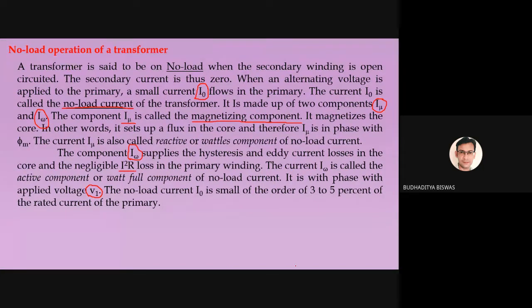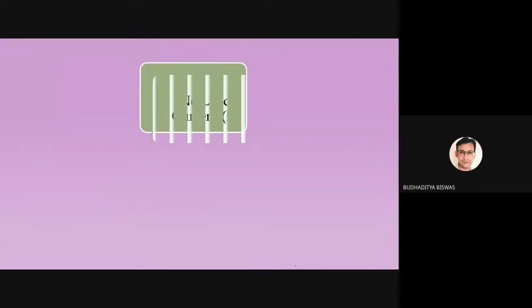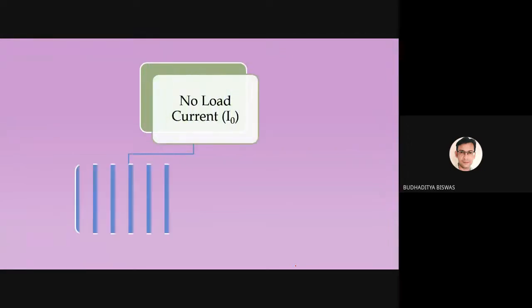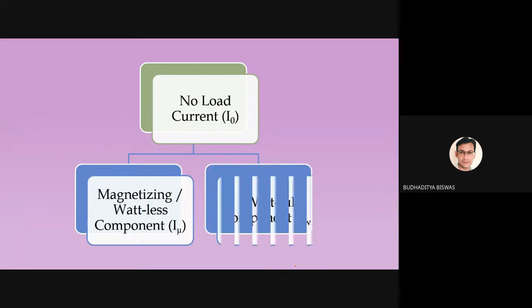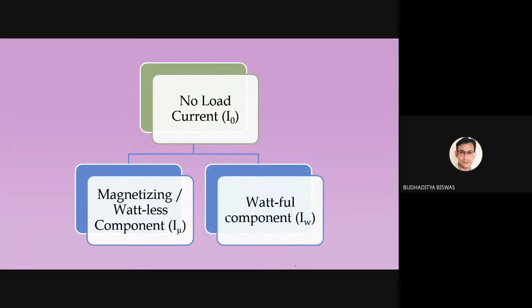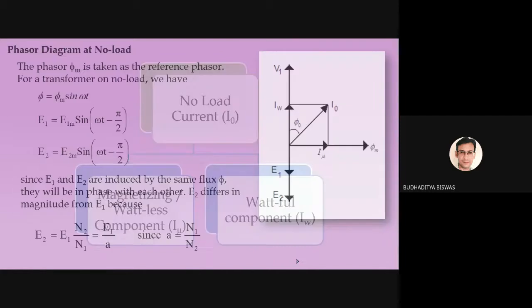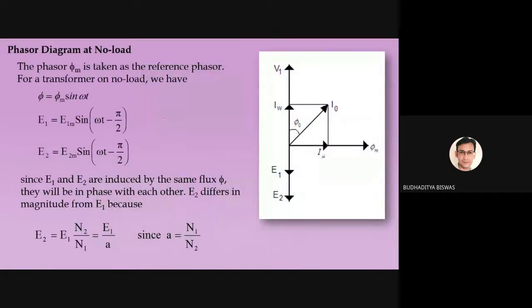So this is the no load operation. In no load operation, a very small amount of current flows through the transformer primary winding. This is called I0, and I0 constitutes two currents: I mu and IW. I mu supplies the flux in the core, and IW supplies the eddy current and hysteresis losses inside the core. Now the phasor diagram at no load. If we understand the phasor diagram, that operation will be understood better.